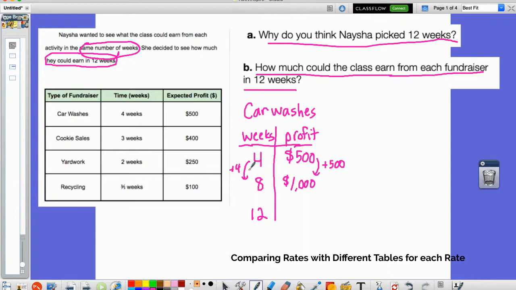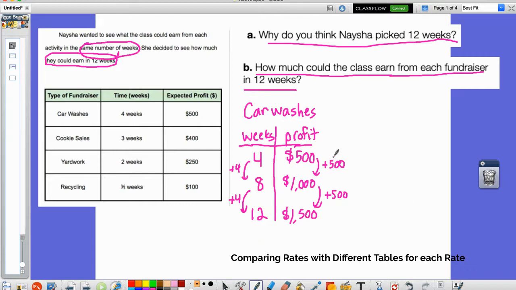And just keeping in mind that it's 4 weeks for every 500. 500 for every 4 weeks. So if you do car washes for another 4 weeks, you would get another $500 profit. I hope that part makes sense. And then if you were to add another 4, does 8 plus 4 equal 12? Yes, it certainly does. And here, what would you do? You would add another $500 and you would get $1,500. So we figured that out for car washes. You would get $1,500 in profit for 12 weeks.